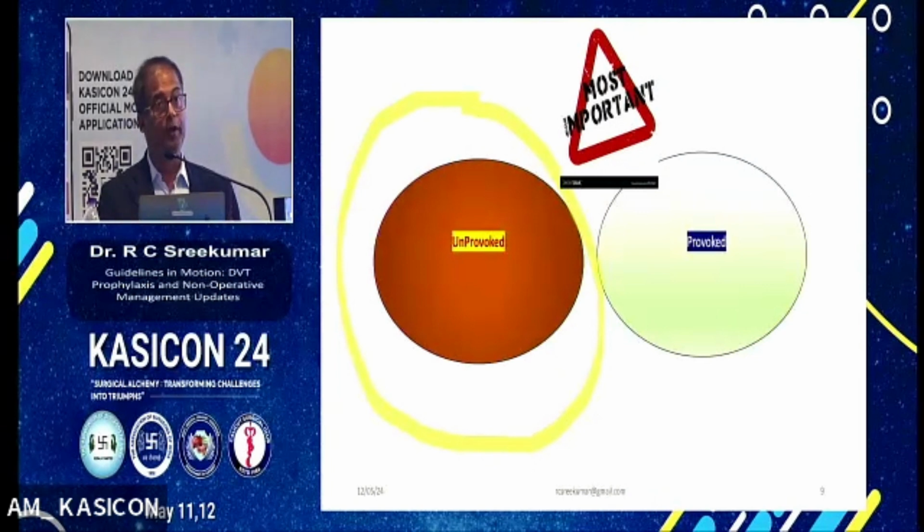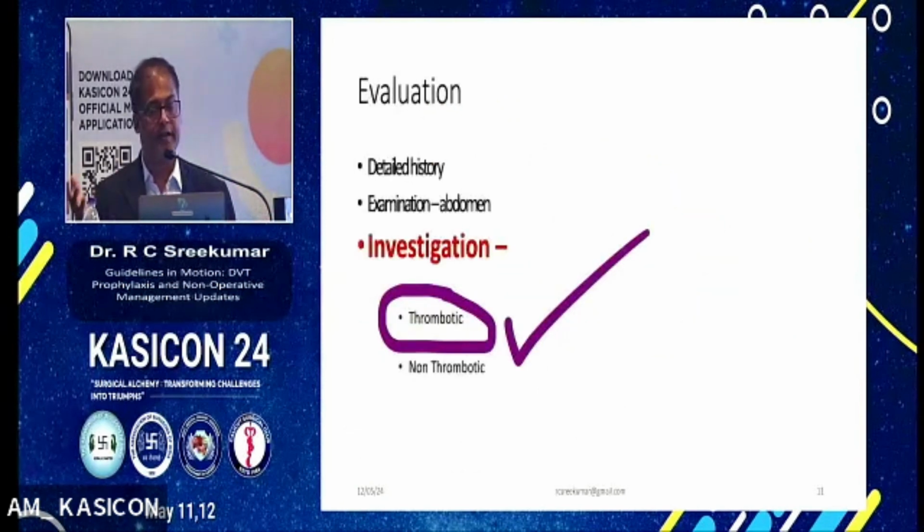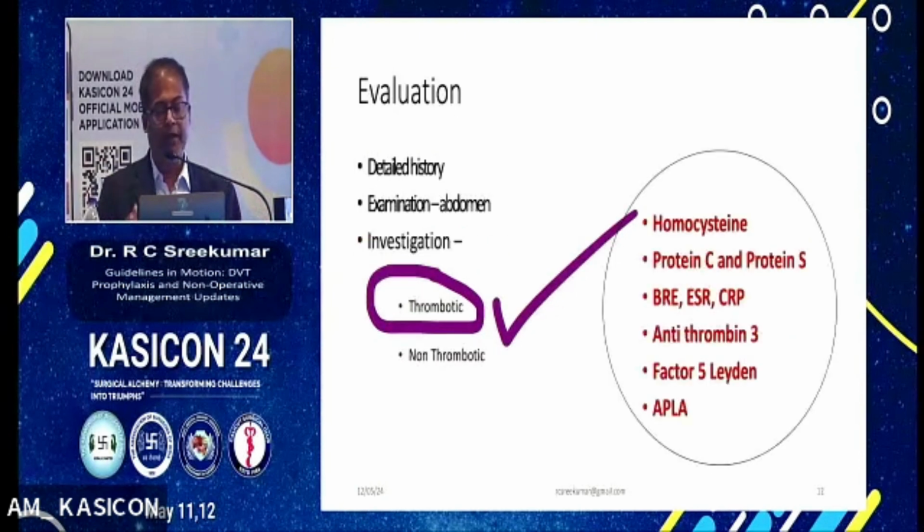The most important thing we have to identify is whether the patient is thrombotic or non-thrombotic, unprovoked or provoked. That is the most important thing to decide what type of treatment it is. If the patient develops DVT after trauma or bed rest or tight dressings, it's a provoked one. Look at the previous history or family history of any DVT or any vascular disease in the patient. To identify thrombotic or non-thrombotic, there is an array of investigations, now 40 or 50 tests available, but these are the common tests: homocysteine, proteins, antithrombin, factor V, and APL, etc.